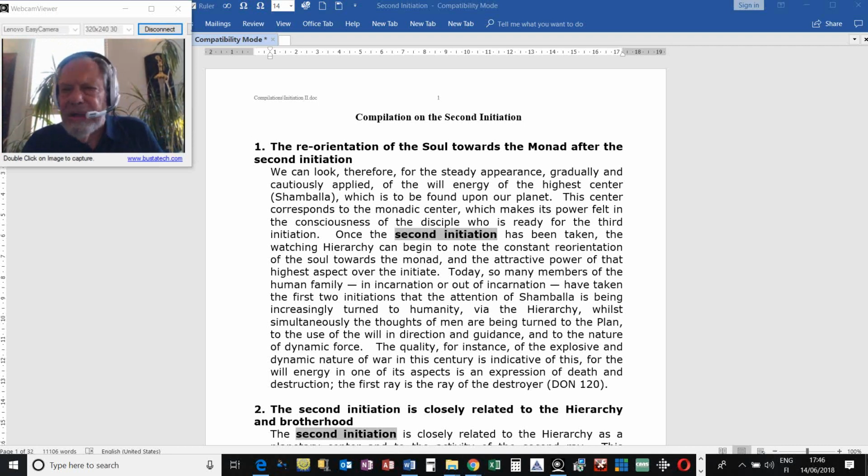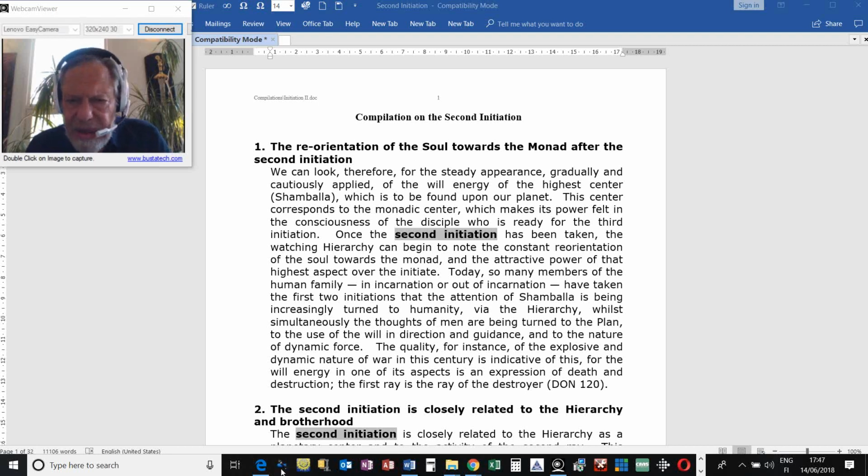All right, so this is a compilation on the second initiation, and this is program number 1 in that compilation. As I say, these are not in order, so you'll have to sort of piece them together. They are somewhat in order with respect to the books in which they appear. The first is from The Destiny of the Nations. This is called The Reorientation of the Soul Towards the Monad After the Second Initiation.